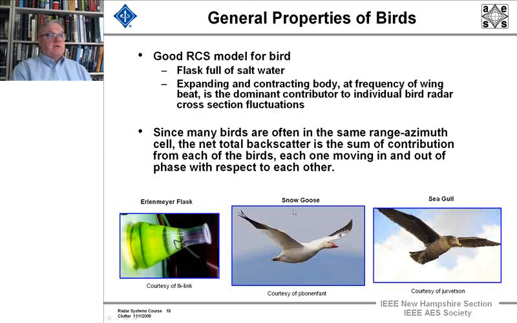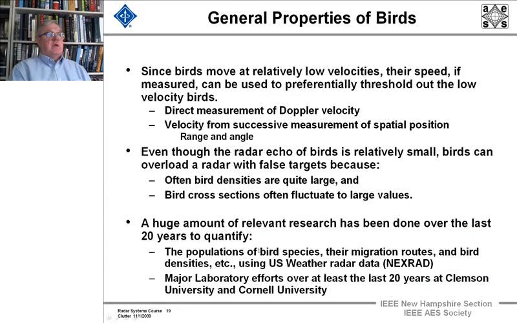And here we see photographs of a snow goose and a seagull. And I told you about the Erlenmeyer flask. And here are some general properties of birds that are just good to say in words right off, and some of them I may have said. Since birds move at relatively low velocities, if measured, that velocity can be used to preferentially threshold out the low velocity birds.